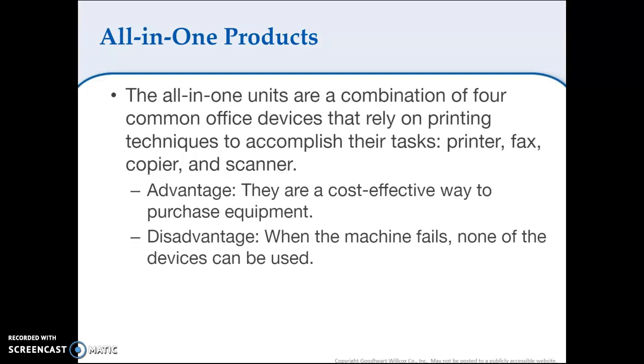Now the all-in-one product. I actually have one of these in my home. All-in-one units are a combination of 4 common office devices that rely on printing techniques and accomplish their tasks: printer, fax, copier, and even scanner. Now, an advantage to an all-in-one is they are a cost-effective way to purchase equipment, but a disadvantage is that when a machine fails, none of the devices can be used. So if that machine fails, you can't use any of the 4 applications of that machine.